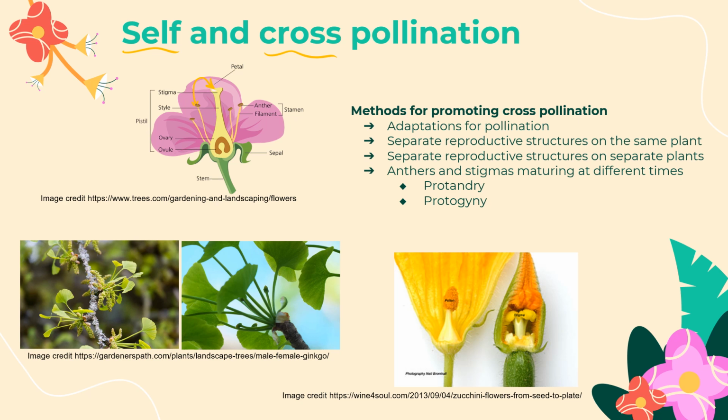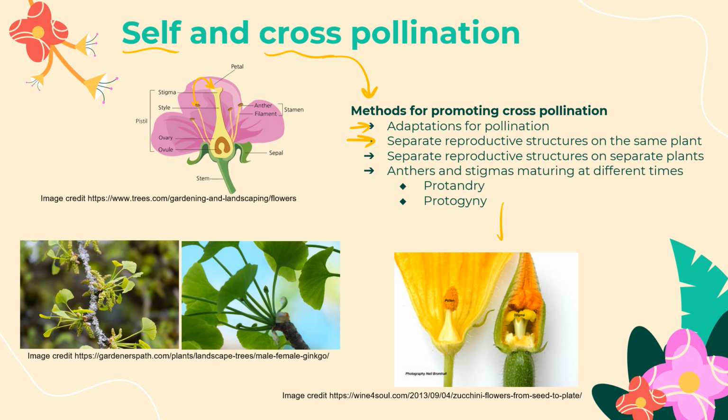So lots of methods for more cross-pollination have evolved over time because this is beneficial to the species. We talked already about some of those adaptations for pollination, the big brightly colored petals that attract pollinators, the scents that flowers will give off, again, to attract those pollinators. There are also some plants that take things up a notch, and they actually have separate flowers for their male parts and their female parts.